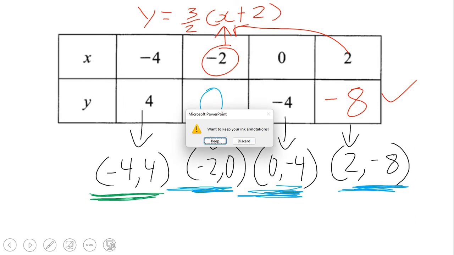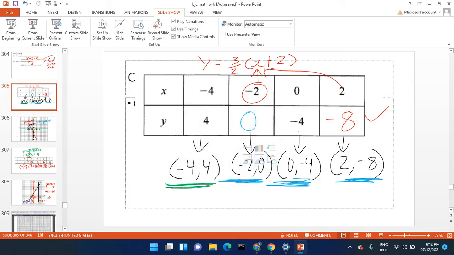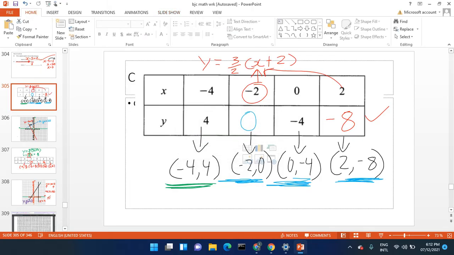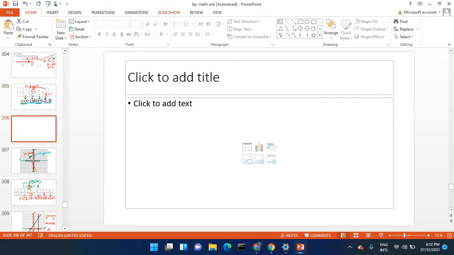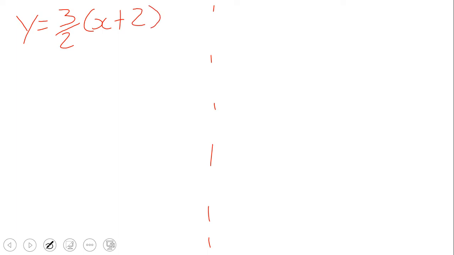Next question. Can I write this down, please? Let me write it down properly for you. What we did was we took the equation. We separated the screen into two, and we said y equals 3 over 2 times x plus 2, and we said that our x is -2, so it's going to be negative 2 plus 2.